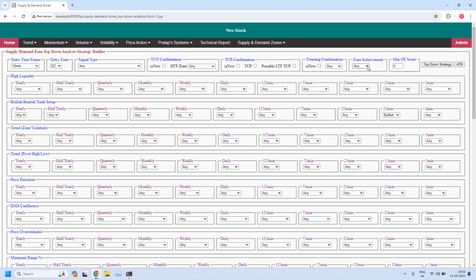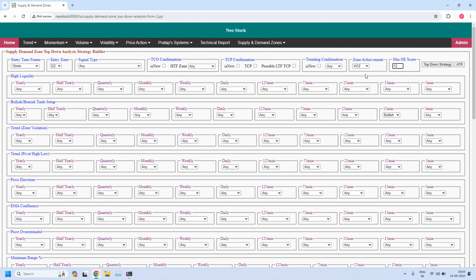And the second filter I am going to set is zone achievement. It should be VOZ, violated opposing zone. Which zone? Again same, entry zone, demand zone for 15 minutes time frame. Your zone achievement should be violated opposing zone. For the same 15 minutes demand zone, your minimum odd enhancer score should be 12. For bullish or bearish trade setup, the minimum score should be 12. So with these filters, we are generating the report.